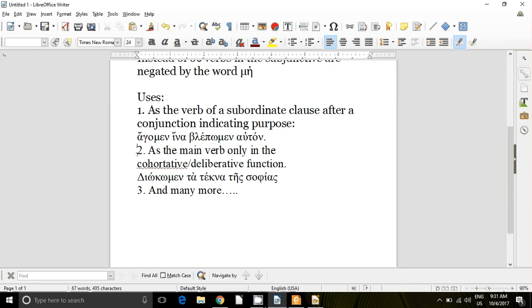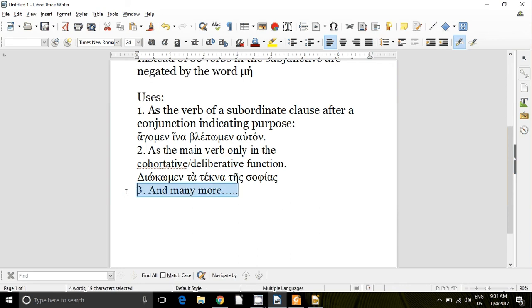Okay, we'll also use the subjunctive as the main verb, but only in a cohortative or deliberative function. This is all explained on page 51. Basically, when you see a subjunctive standing off by itself, it will be in the first person, plural or singular, and it'll be translated 'let us.' So, diokomen ta tekna te sophias. Let us pursue the children of wisdom. Or if it's a question, we call it the deliberative function. Shall we persecute the children of wisdom?